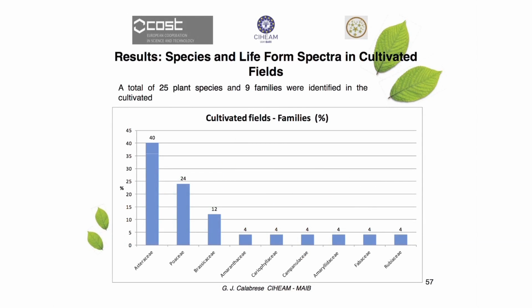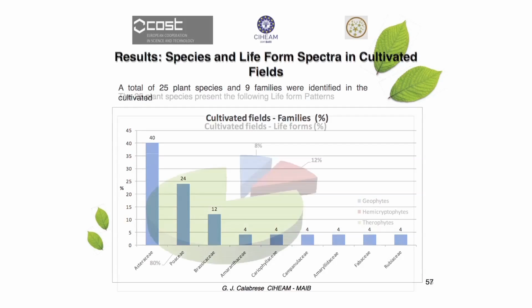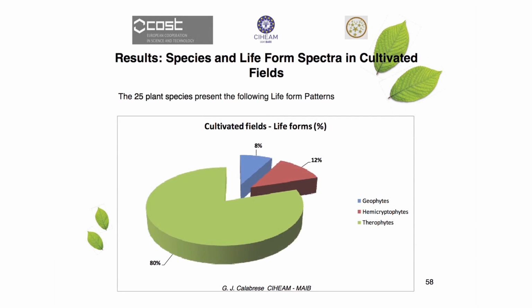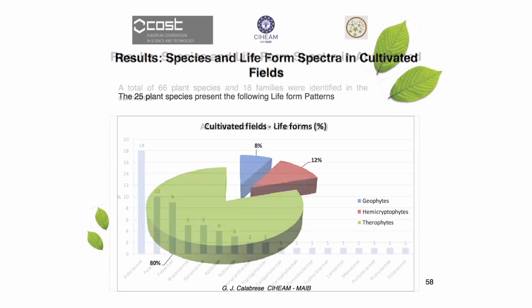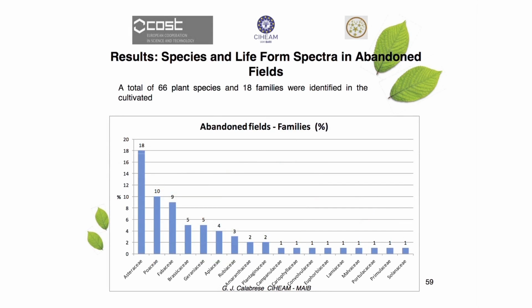Then we have that in the cultivated field, not that kind of species, but only 25 plant species and 9 families are present. So there is a net loss. And these are the strategies of those species. These are xerophytes, many gramina, these are hemicryptophytes, and these are geophytes, that is bulbs and so on. In the abandoned field, we have 66 plant species, not too few, but just 18 families.